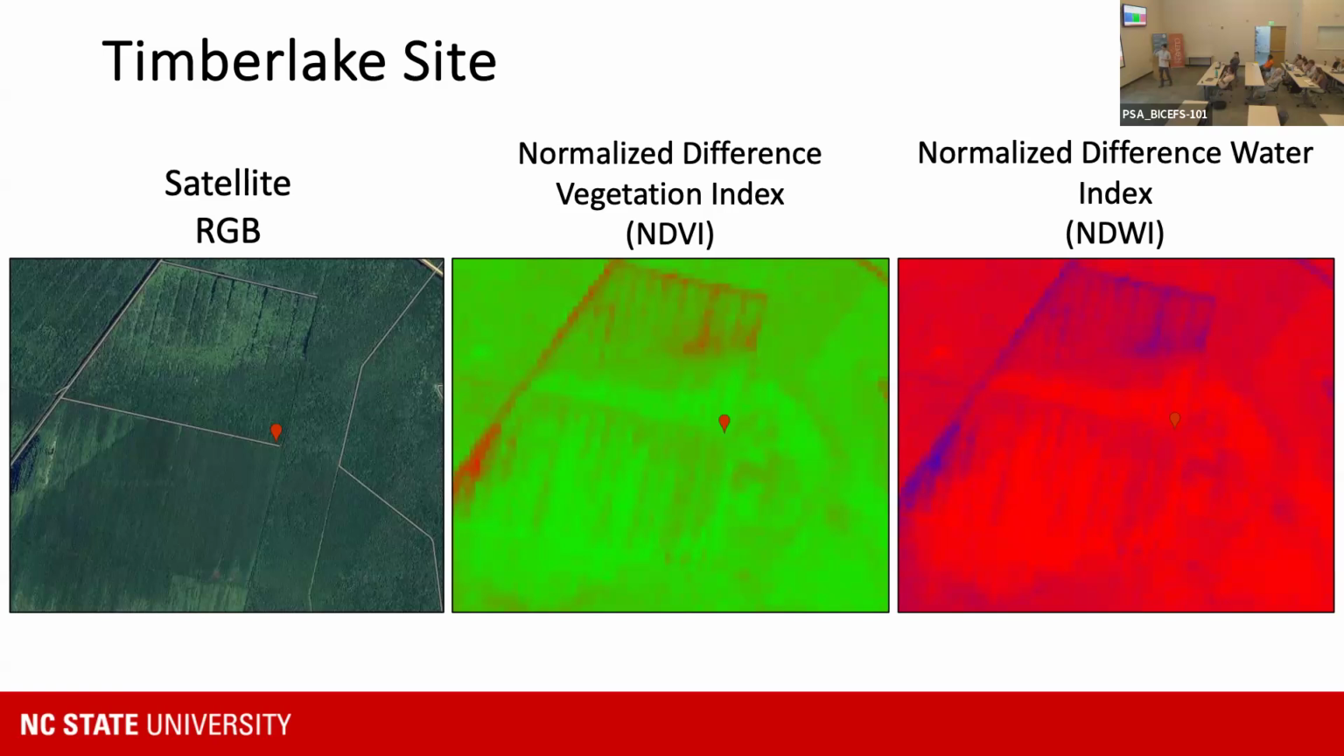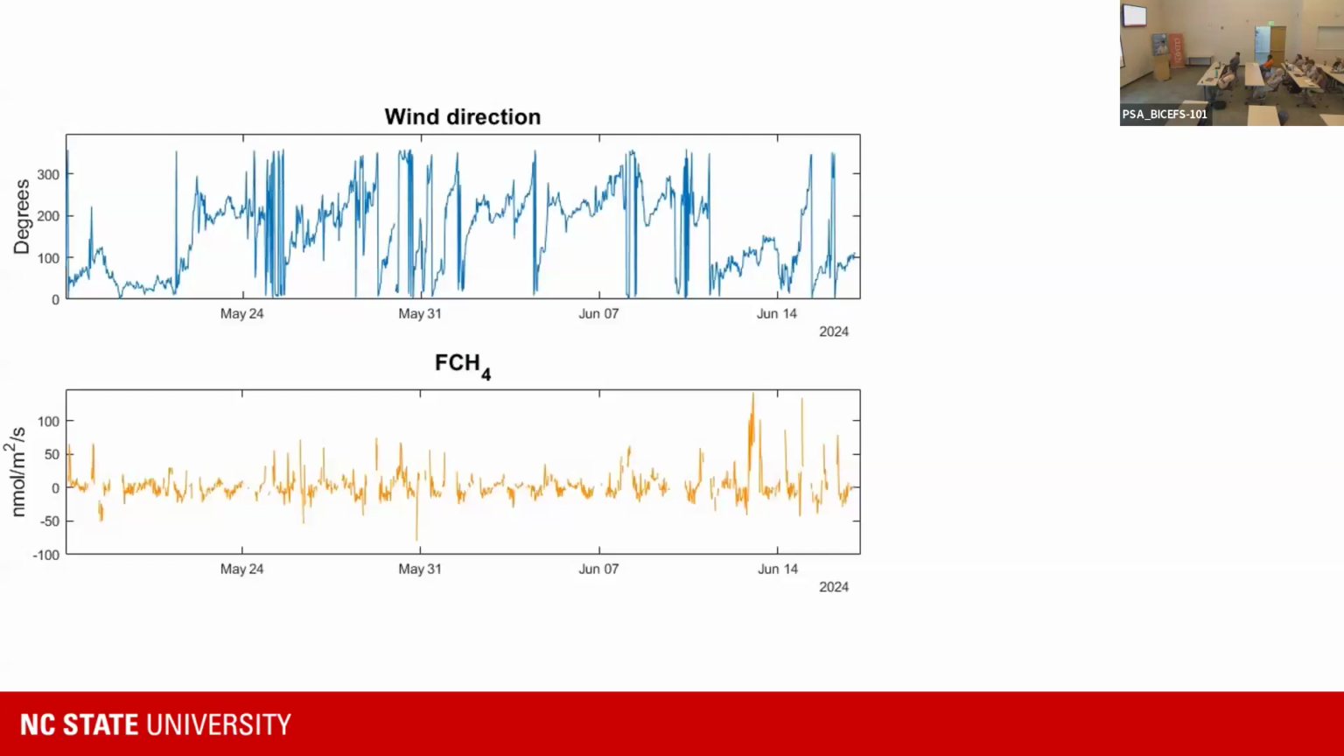So this is the heterogeneity of the land surface conditions throughout Timber Lake's site. To diagnose the spatial patterns of methane emissions, we use those flux maps that Camilo introduced very well, but I'll do a quick refresher of how they're calculated and then how they're applied here. So this is some data from the flux tower.